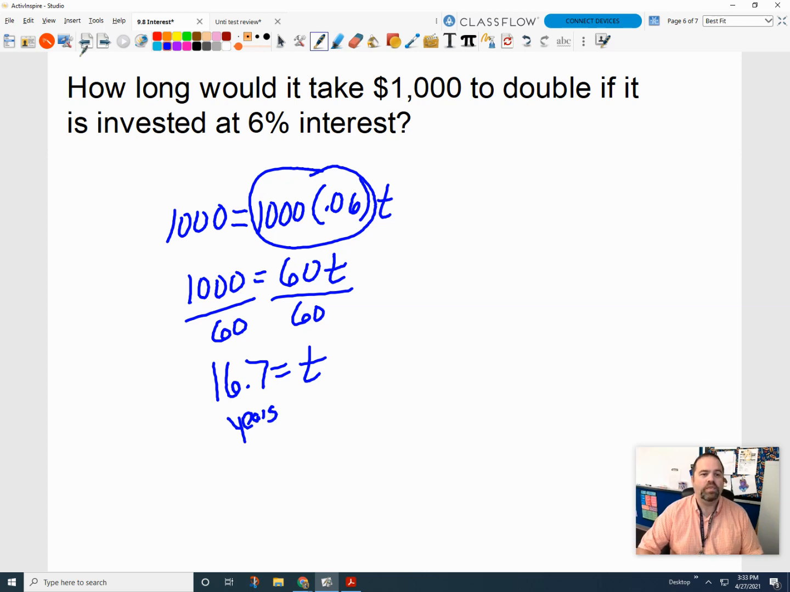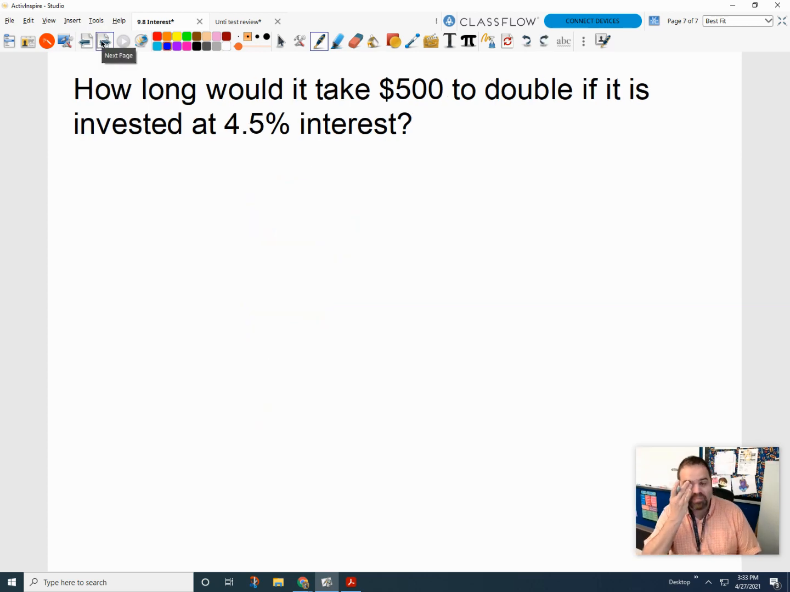The other kind of interest is called compound interest. We're not going to get into that. It is actually something that we did way earlier in the year. I gave you all the information, you plugged it in. Compound interest, that's where you make money.